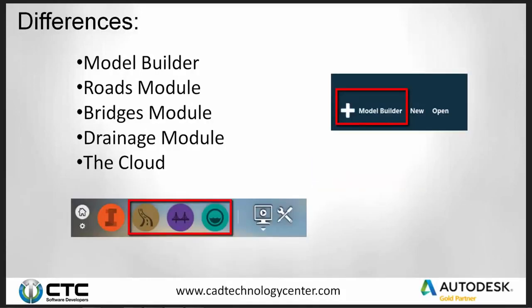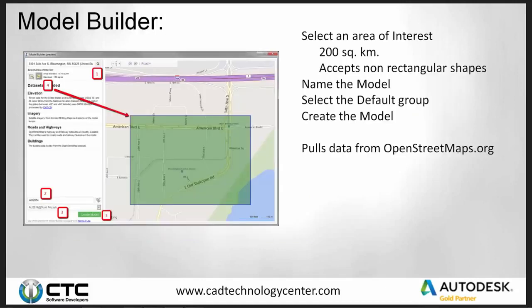The differences between the two. Model builder, roads module, bridges module, drainage module, and then the benefits of using the cloud. So I got the model builder here, and then I have the 3 icons to represent the 3 unique modules for each one. And what we're going to do is we're going to walk through each of the modules, the cloud, and what we can do with it. Then I'll actually jump into the software, and we will demo some of these modules. So the model builder, that's the first thing.